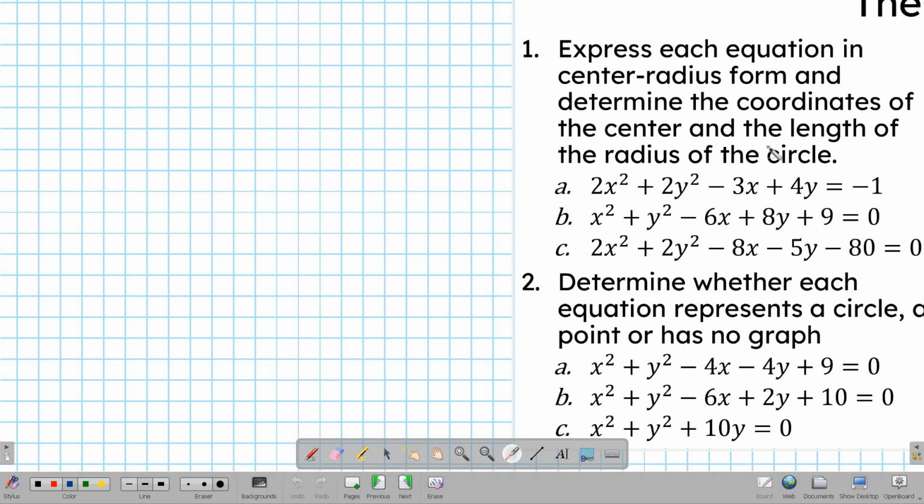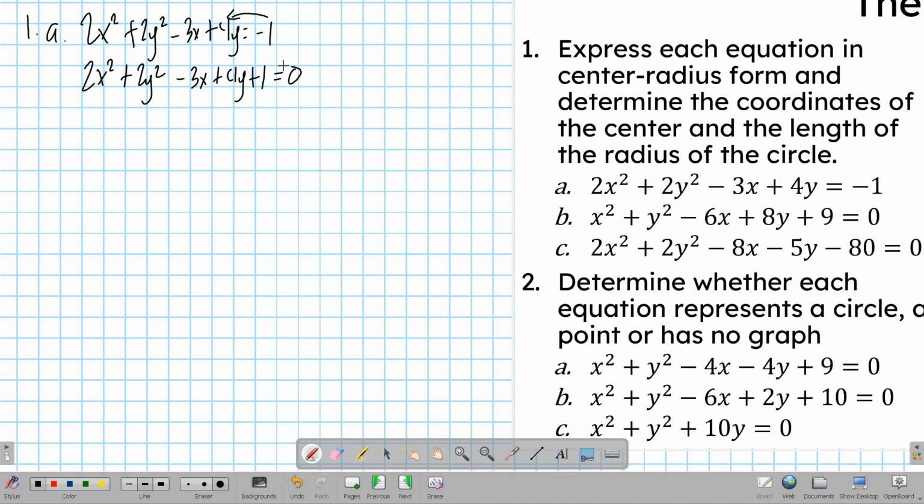Yung first method, ipapakita sa A. Yung second method, ipapakita sa B. So, for the first method, in number 1A, we have 2x squared plus 2y squared minus 3x plus 4y equals negative 1. Now, for both methods, kailangan nakaayos muna siya in general form, which means yung right-hand side ay 0. So, to do that, we have to transpose this. So, therefore, we're going to have 2x squared plus 2y squared minus 3x plus 4y plus 1 equals 0.